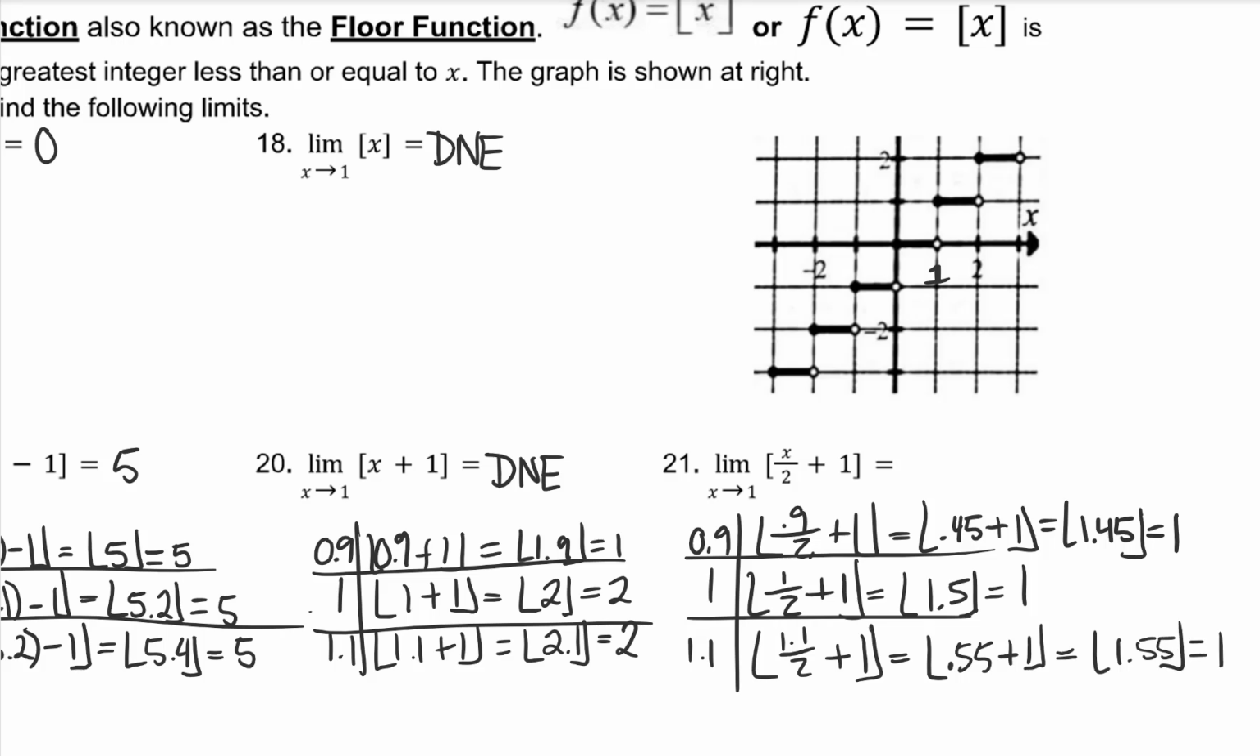All right, the greatest integer less than or equal to each of these is 1. So from the left and the right, we are both approaching 1. Therefore, the limit as x approaches 1 is 1.